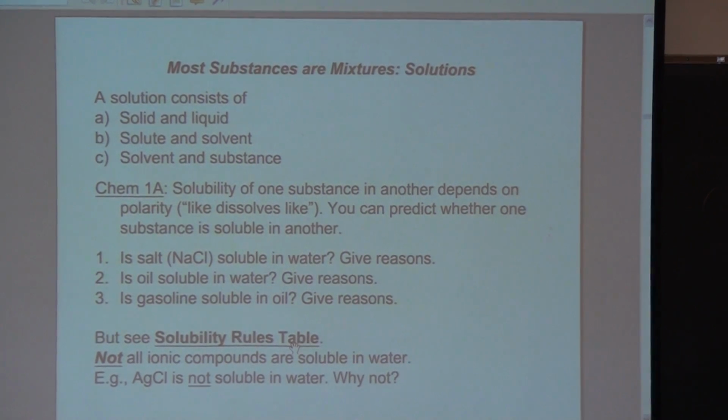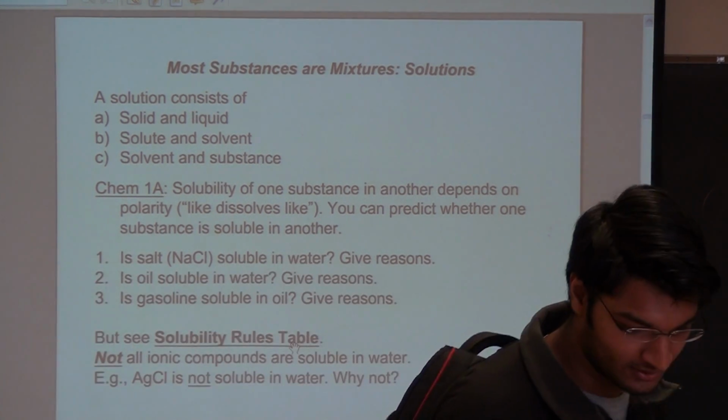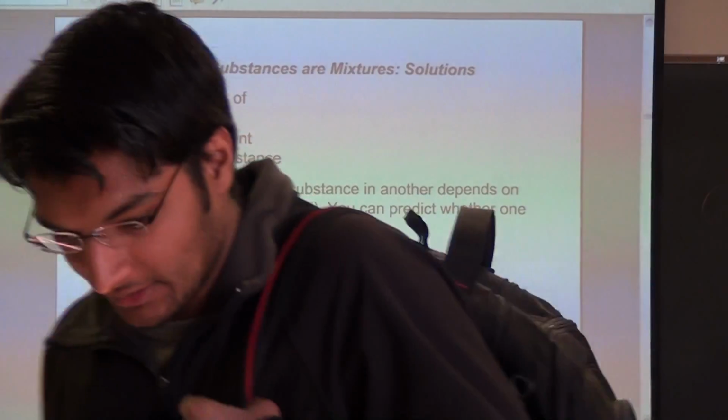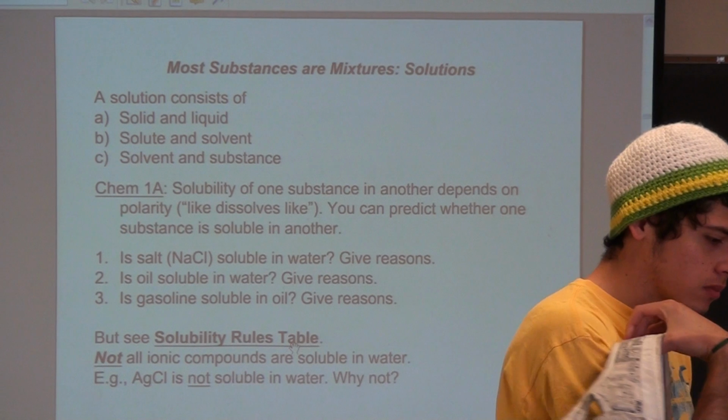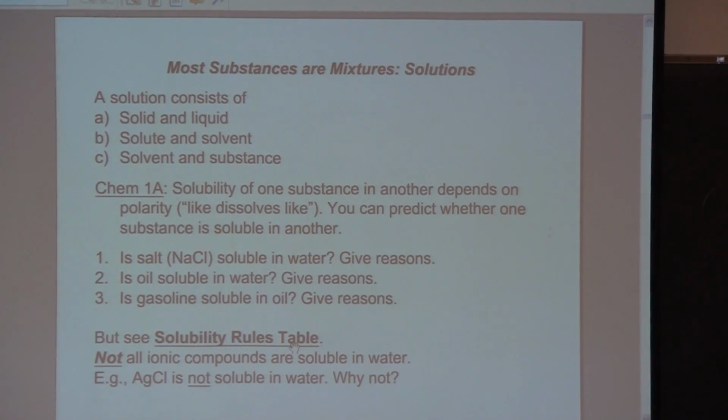Now, in Chem1A, we said that the solubility of one substance in another depends on polarity. So we looked at the like dissolves like rule. That means that a polar substance dissolves in another polar substance, a nonpolar substance dissolves in a nonpolar substance, but a polar substance does not dissolve in a nonpolar substance, or vice versa. So we can predict, based on polarity, whether one substance is soluble in another. So, based on polarity, is sodium chloride soluble in water?